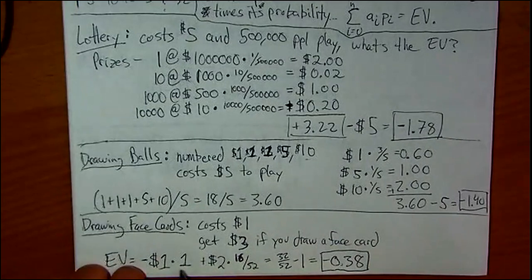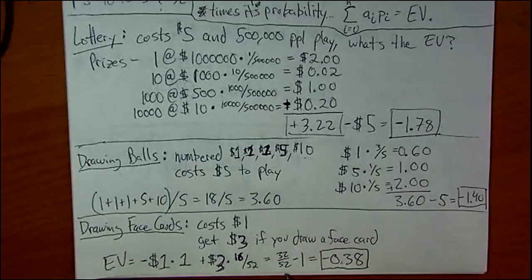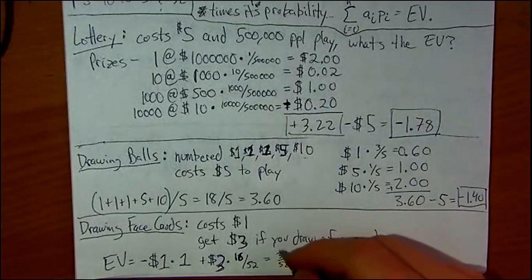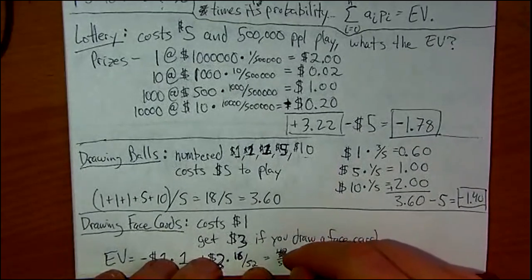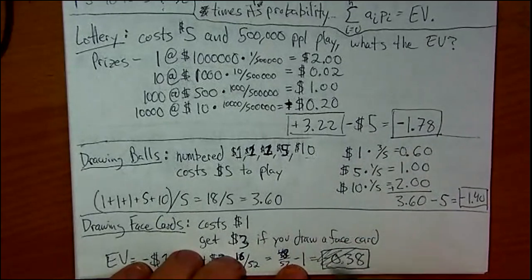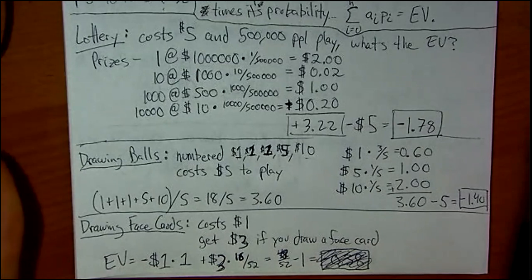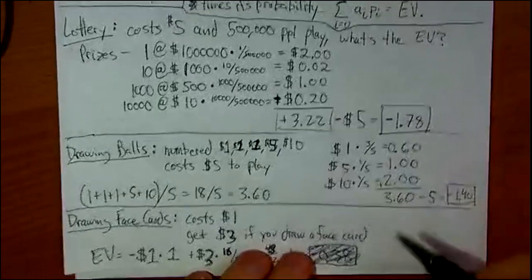Then we would have still 1 times 1, but instead of 2 times 16 over 52, it'd be 3 times 16 over 52, which is 48 over 52 minus 1, which you'll see is almost equal to 0, right? In this case, it only costs how much to play? 4 out of 52. This time it only costs about 8 cents to play.